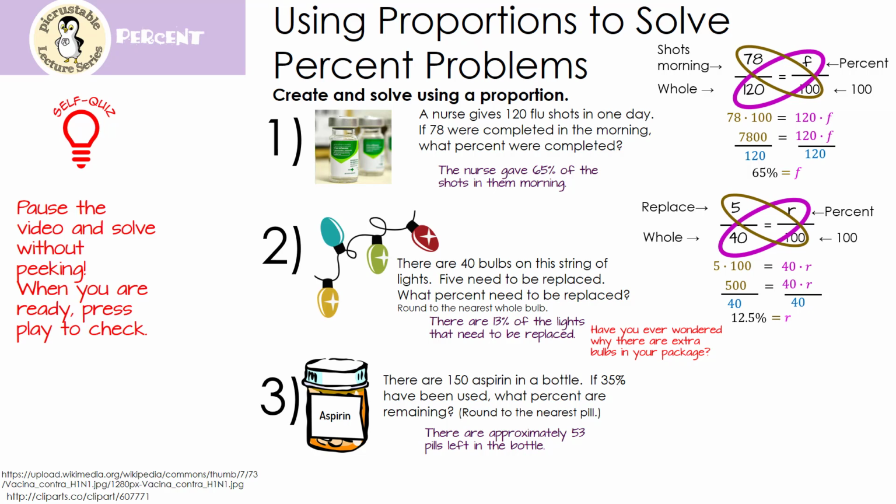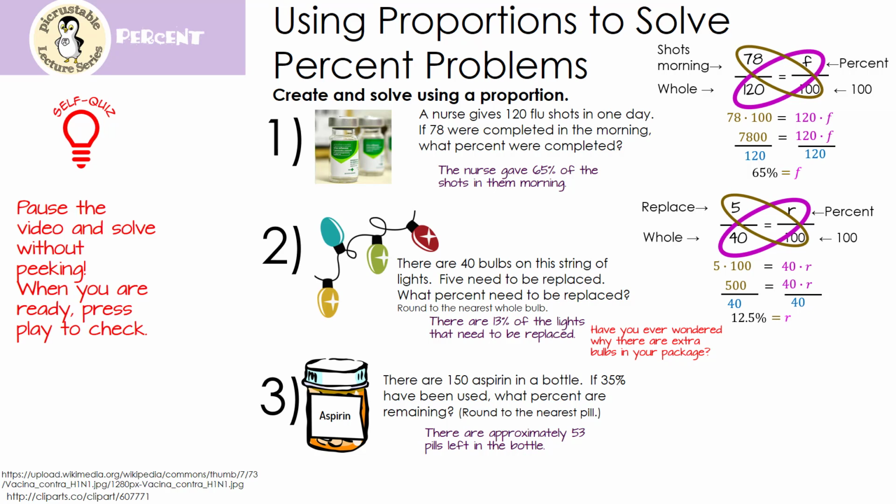Have you ever wondered why there are extra bulbs in your package? Well, the companies have figured out after shipping, there'll be about 5 or 6 that need to be replaced. Instead of replacing the whole string, they put 5 or 6 extra bulbs in your package. That saves on customers returning to the store and wanting their money back.